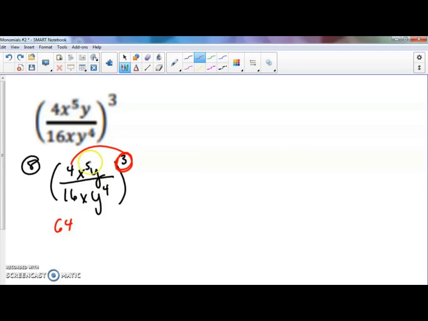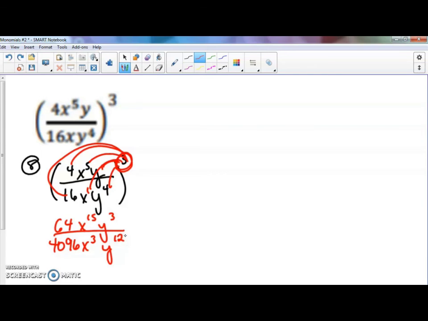And now we multiply the exponent. So 5 times 3 gives me x to the 15th. And remember, that's y to the first. So 1 times 3 will give me y to the third. All over. And now we're going to do the same thing. We're going to do 16 to the third power. So everybody gets raised to that third power. So 16 times 16 times 16, or 16 to the third power, gives me 4,096. And now x to the first. So we're going to multiply 1 times 3 and get x to the third. Now lastly, y to the fourth, so y, 4 times 3 gives me 12, so y to the 12th.